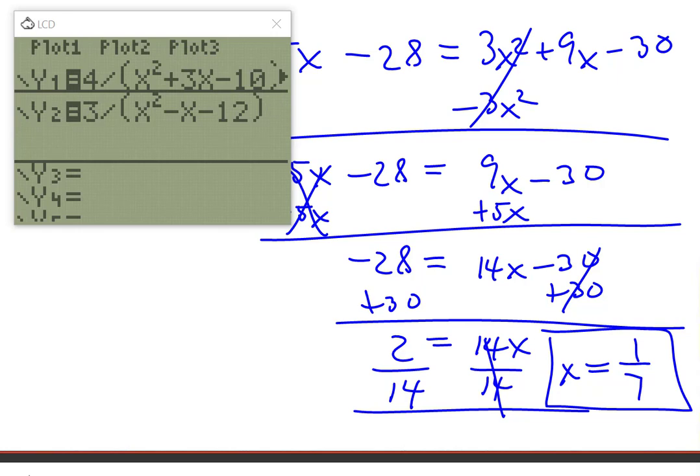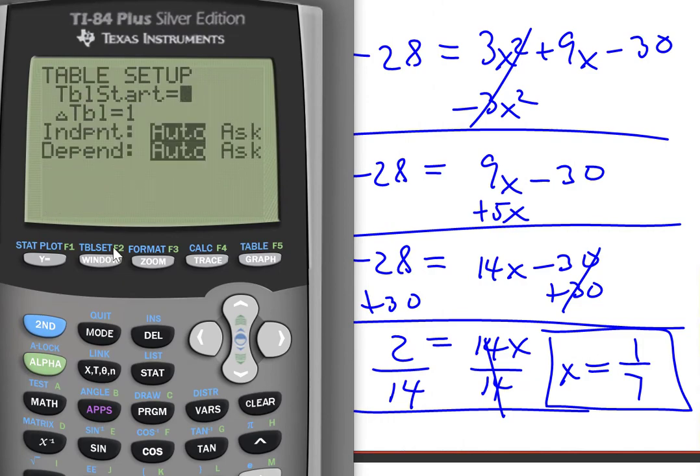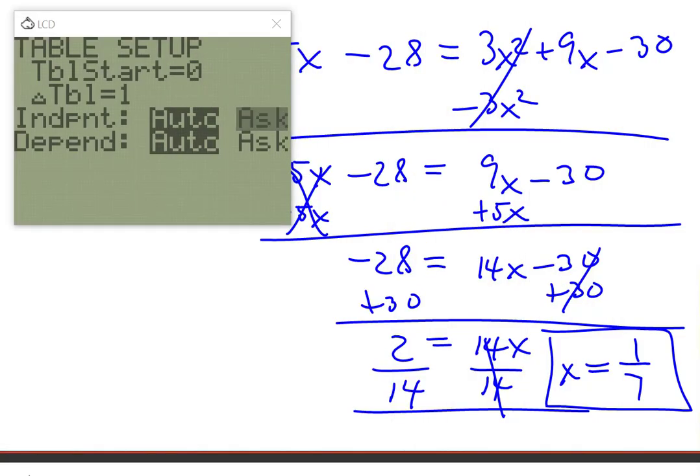So to look at the table, we're going to hit second graph, but before we get there, we're going to set up the table a little bit. So I'm going to hit second and then the window key. If you're looking at your TI calculator, the window key has an option for you to set up the table. And so we're going to go down to table start is fine, but for the independent option, we're going to go to ask instead of auto. So let's flip over to ask and then hit enter, and that will set up the table.